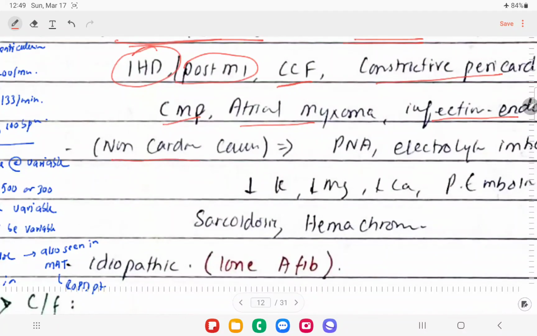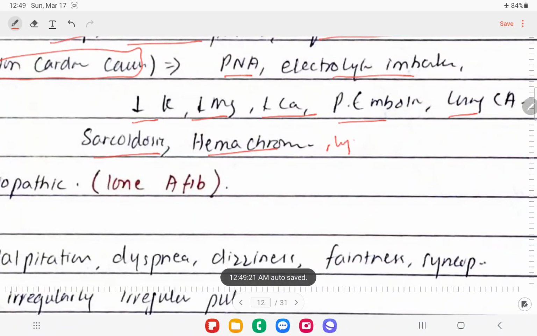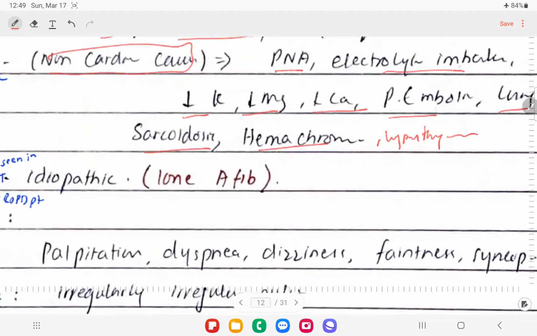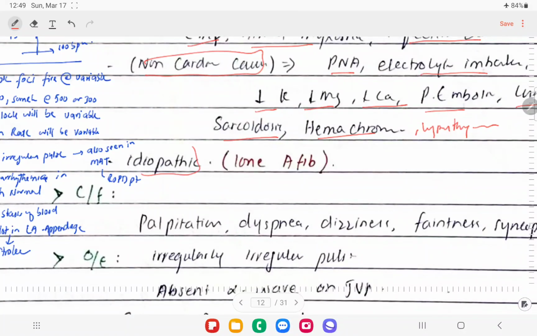Then we have non-cardiac causes like pneumonia and electrolyte imbalance, which can also cause atrial fibrillation: hypokalemia, hypomagnesemia, hypocalcemia. Also pulmonary embolism, lung carcinoma, sarcoidosis, hemochromatosis, and hyperthyroidism, which can also cause atrial fibrillation. Sometimes it is idiopathic, and we call it lone AFib.